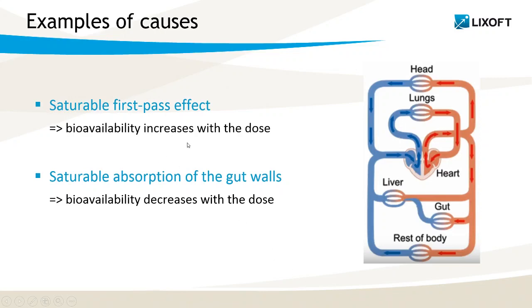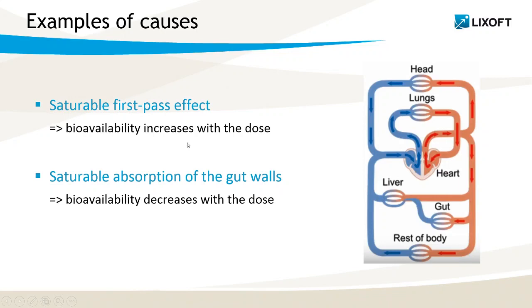A first-pass effect means that a significant fraction of the dose is lost before reaching the systemic circulation. For instance, it can be that the dose is metabolized by gut wall enzymes while being absorbed, or the drug can be metabolized by hepatic enzymes as the blood from the gut flows through the liver before reaching the rest of the body. If this pre-systemic metabolism saturates, then for high doses, a larger fraction will reach the systemic circulation compared to small doses. This means a higher absolute bioavailability for higher doses.